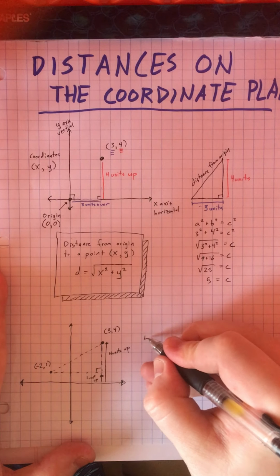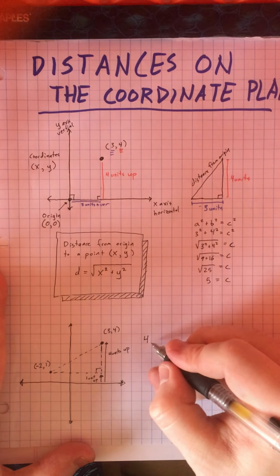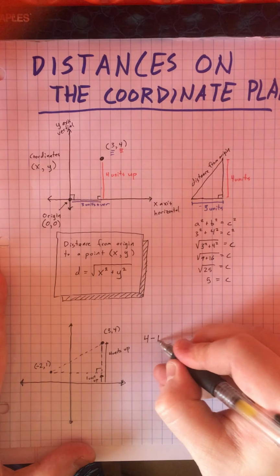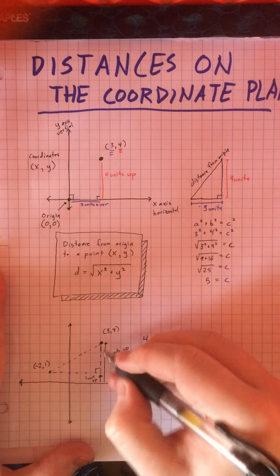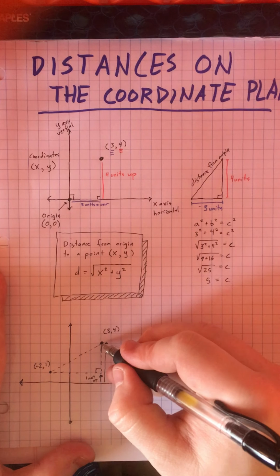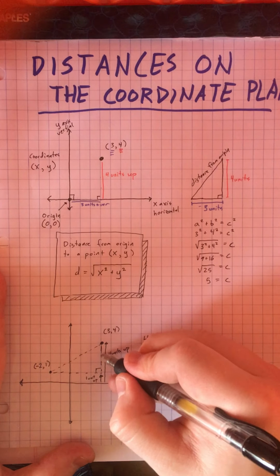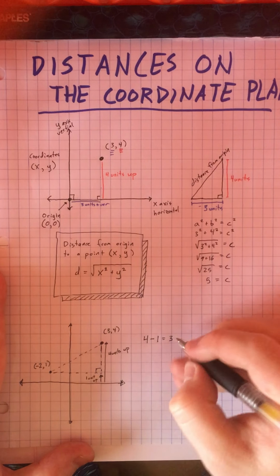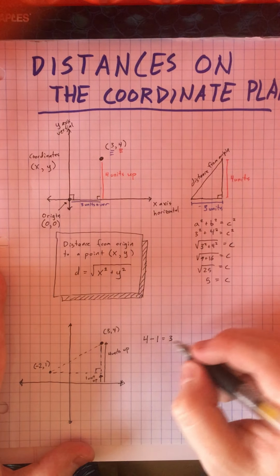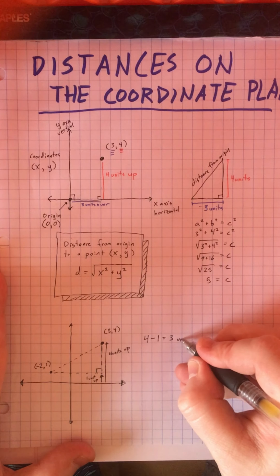So instead of going all 4 units down to the axis, we're only going to go 3 units down to the axis. And if you look at our grid, we can verify our answer, 1, 2, 3. So this right triangle has one leg that is 3 units up.